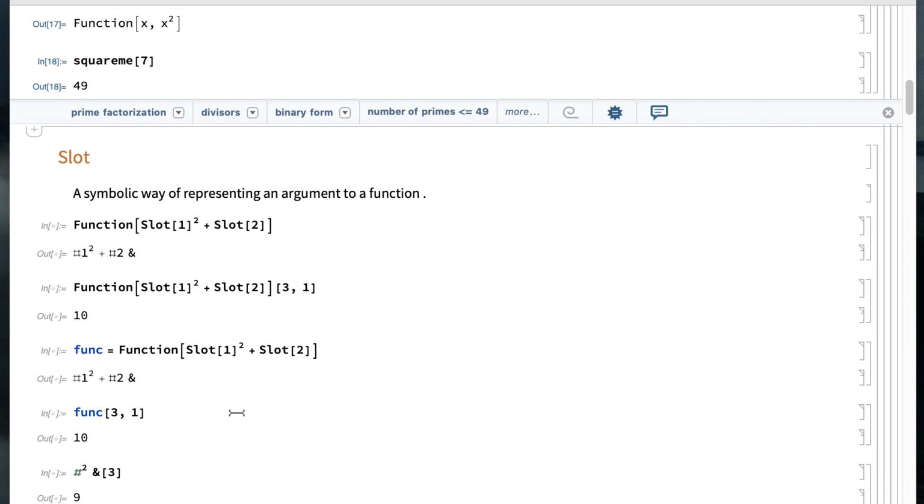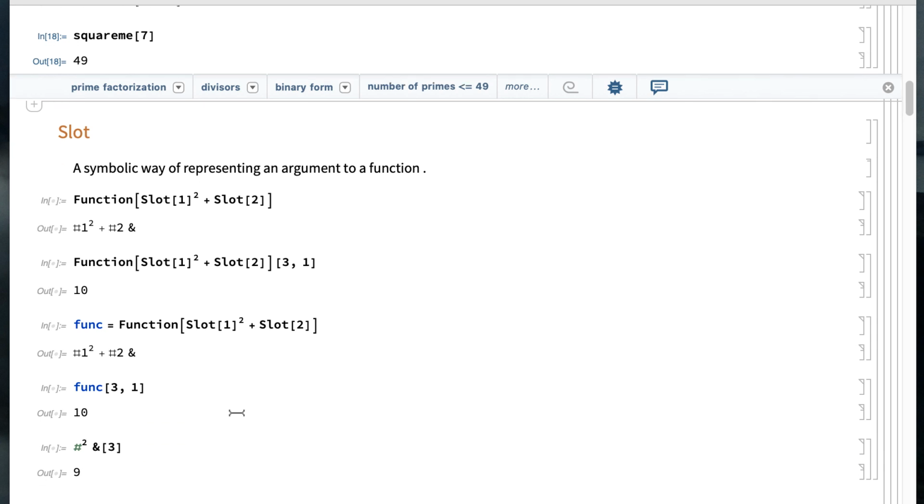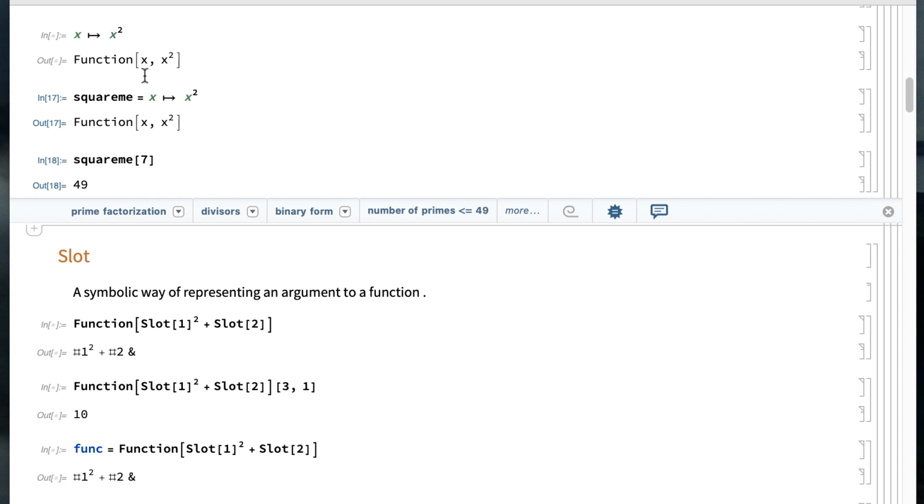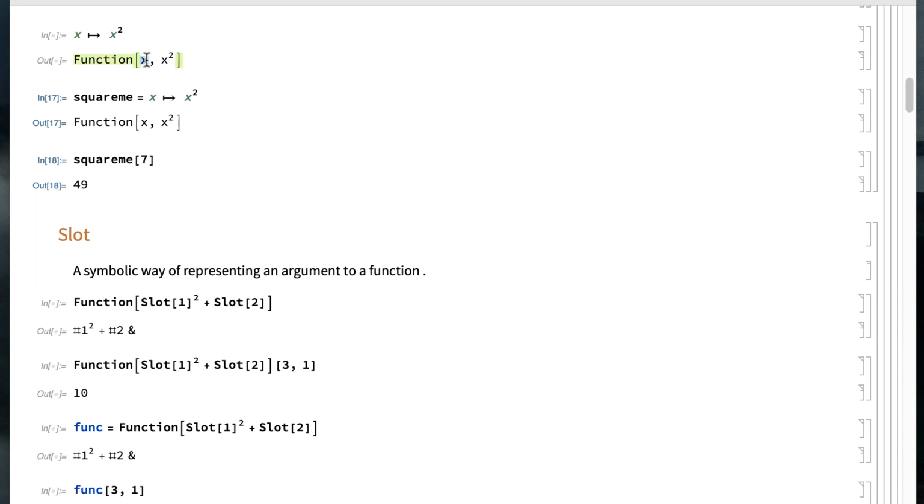Function has a cousin, which is Slot. Instead of writing the function as a function of some symbol x, you can simply write it as, look, saying, take the first argument and square it, and take the second argument and add the two together. So Slot is basically what position in the argument list is being referred to.